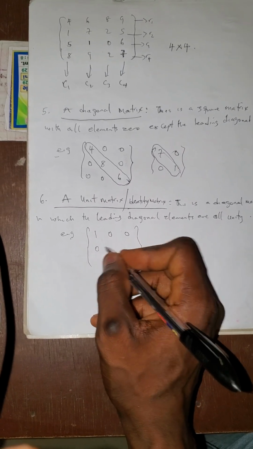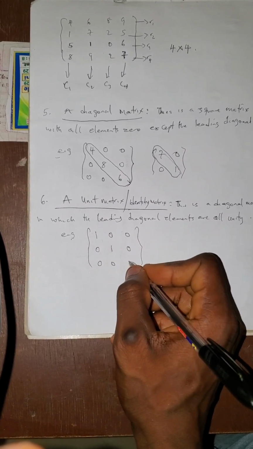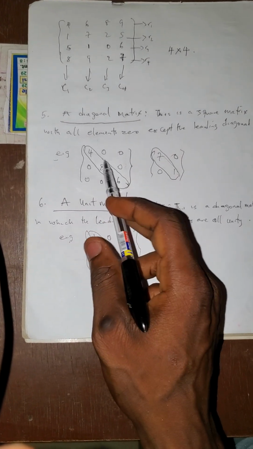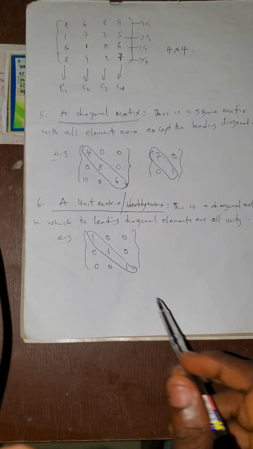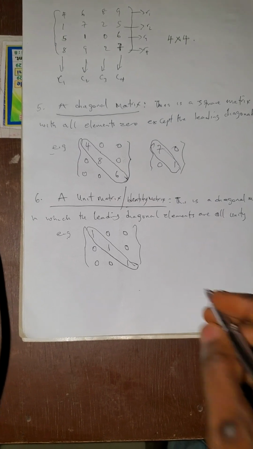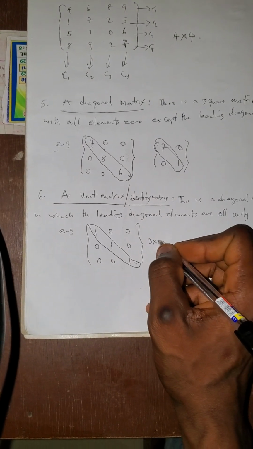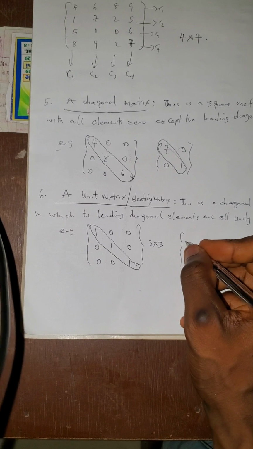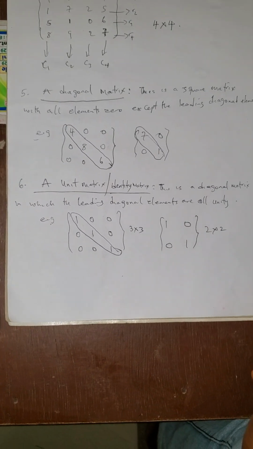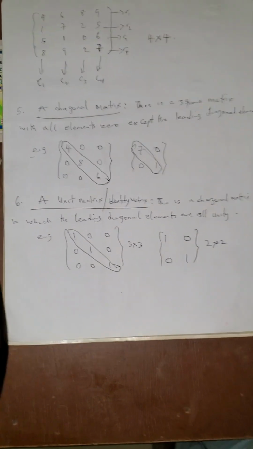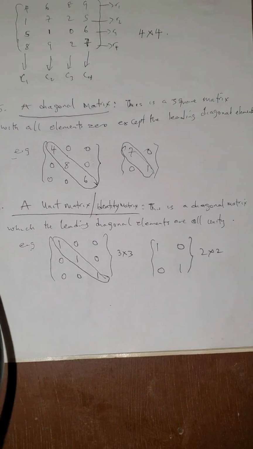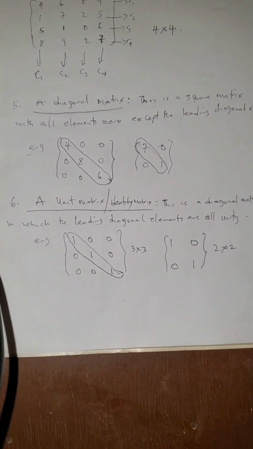Instead of these leading diagonal elements being just any number, it should be what? It should be 1 throughout. So this one is 3 by 3. Don't forget, let's do 2 by 2 as well. That'll be 1 0 0 1. So this is 2 by 2. So the leading diagonal like this will be 1 for the unit matrix or for the identity matrix. Right.